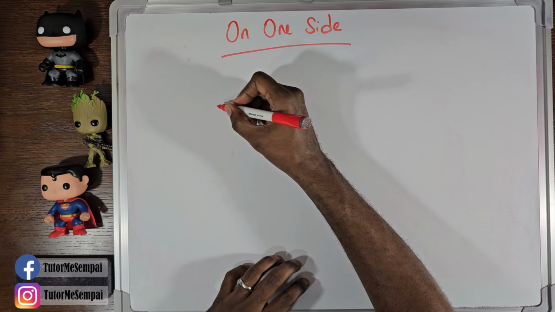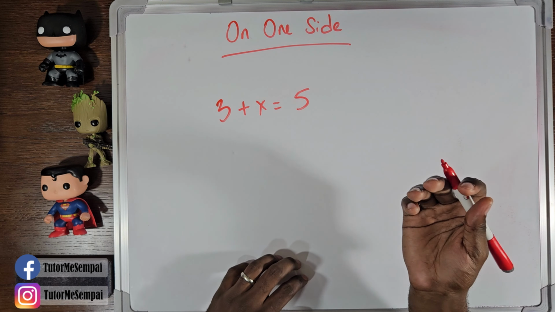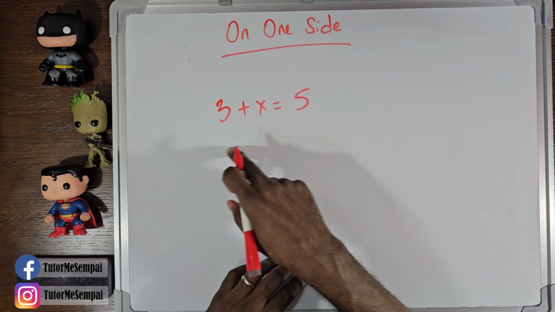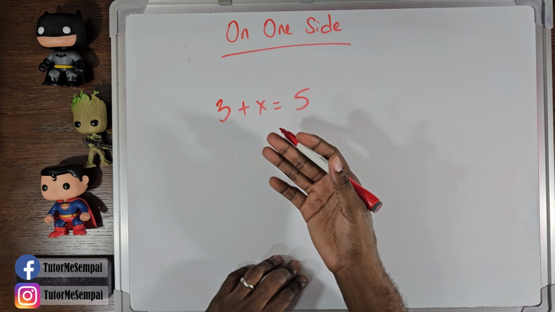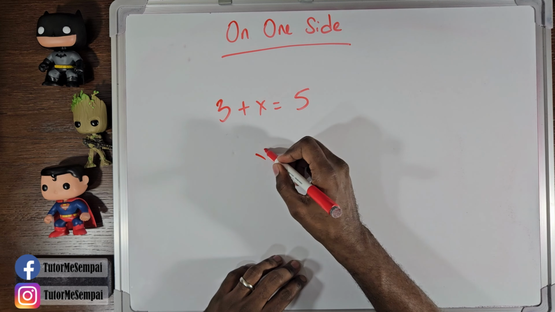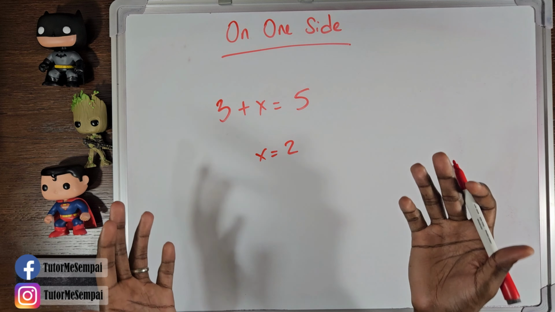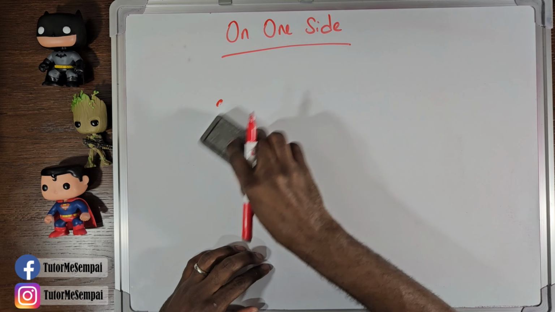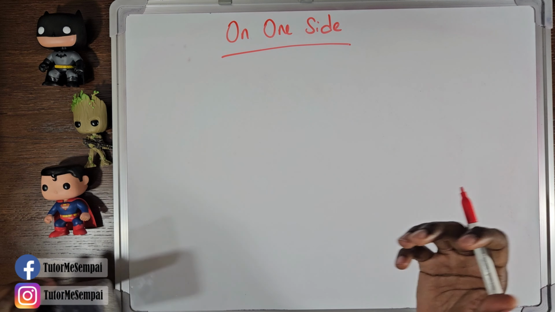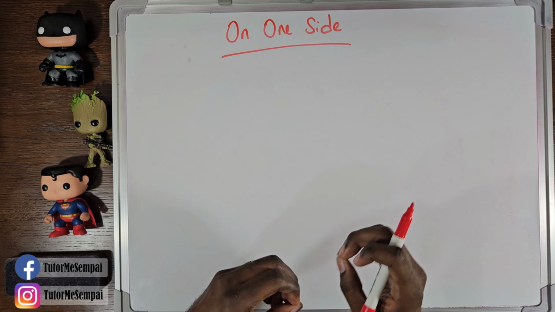So if I gave you something like 3 plus x equals 5, the goal is to find what value of x makes this true. However, this is very simple. You can kind of look at this and tell that x has to be 2. There's no other x in here that's going to make this work. But not all linear equations look this simple. We have much more complicated looking ones, although not actually complicated, but they're more complicated looking.